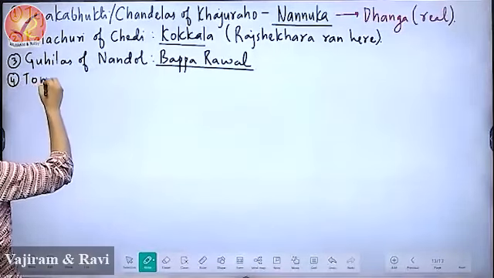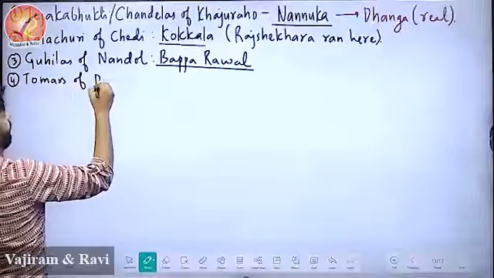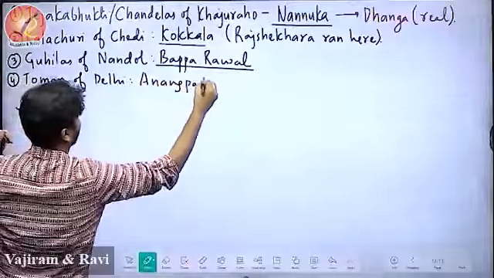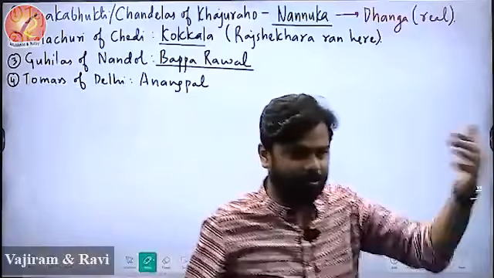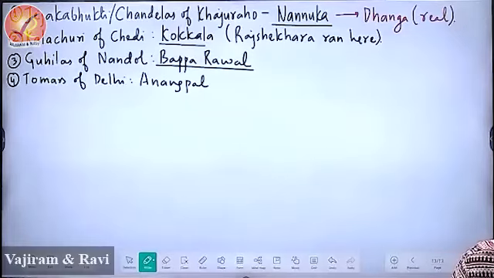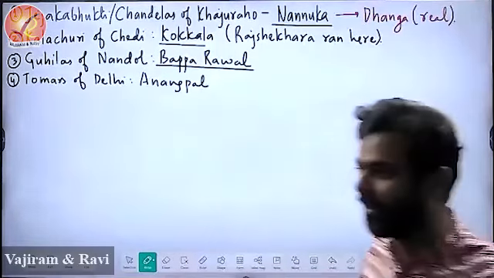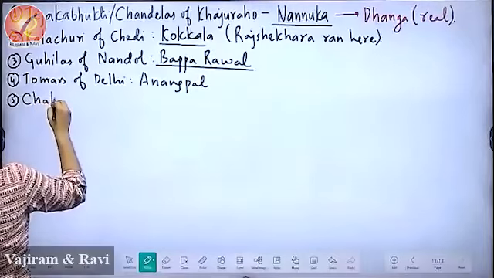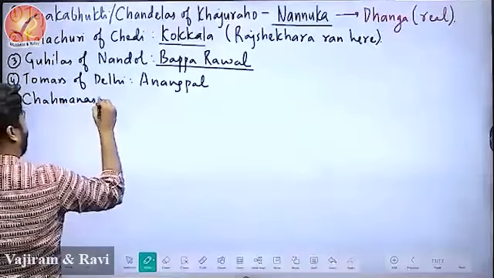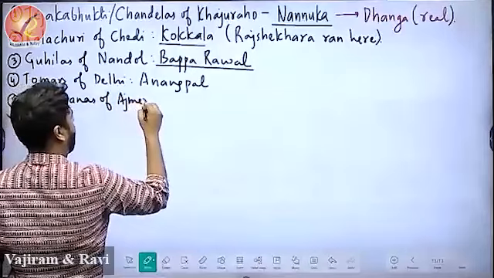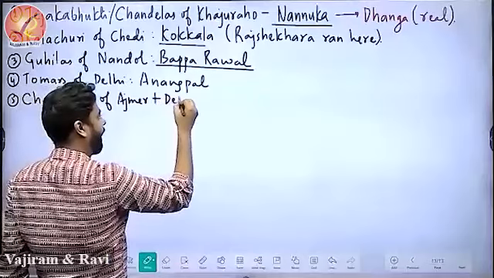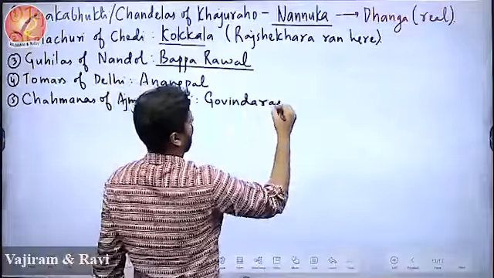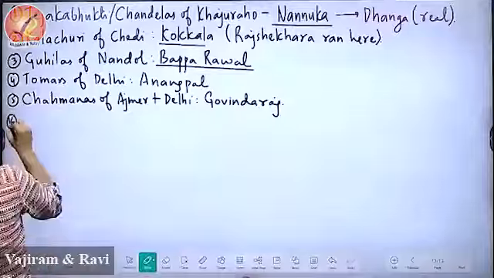Number 4 is Tomars. Tomars of Delhi. There was a person, Anangpal. Just write one name, one is fine. Anangpal. Now Anangpal Tomars began to take shape. They had the same problem like Cholas. They do not have a boy. So what did they do? They looked for a nearby kingdom to marry their daughter, and they found the Chauhans of Ajmer. So they married their daughter in Ajmer. So they also got Delhi as dowry. The founder is Govindaraj. Number 6 are the Solankis.